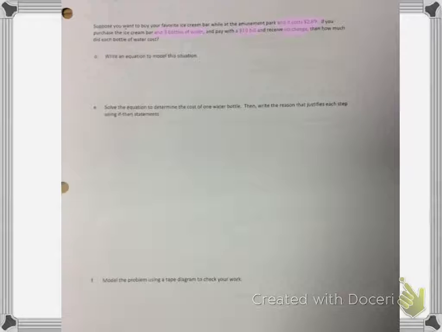Okay, so here are key pieces of information. $2.89 for the ice cream bar. You got these 3 bottles of water. You pay with $10, no change. So that means $10 is your total cost. And then we're trying to find out how much each bottle of water cost. So this idea of each, we want to know what 1 bottle of water would cost. So go ahead, complete D, E, and F. Same system as we did with the first problem. And come on back and we'll check them out.